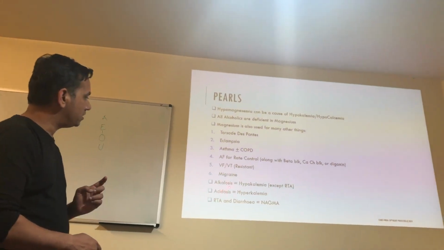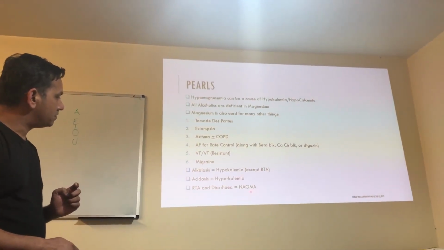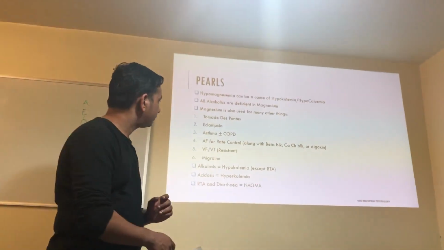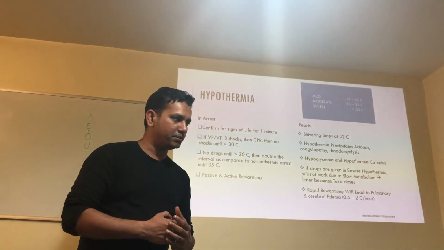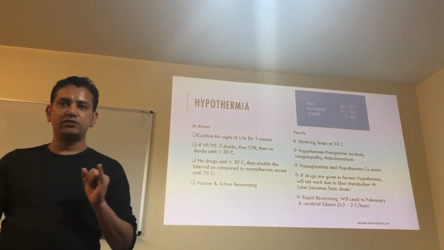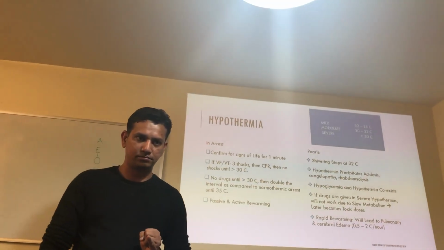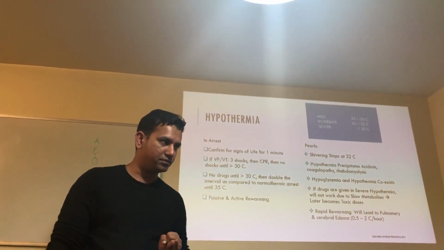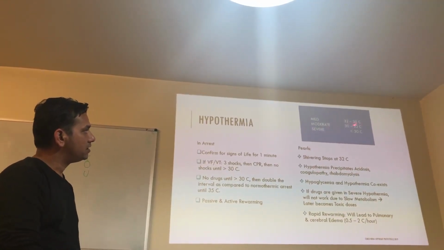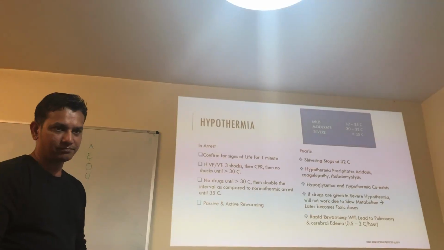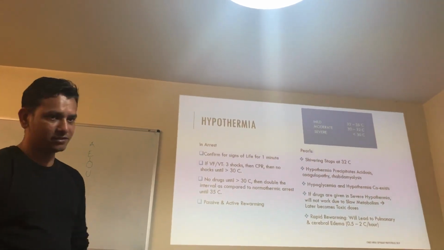One thing here to learn, this is very important. Hypothermia. Yesterday we talked about hypothermia a bit. You need to confirm signs of life in a cardiac arrest situation for 1 minute, especially if it is severe hypothermia. Hypothermia is classified as mild, moderate, severe. Mild is 32 to 35. Moderate is 30 to 32. Severe is less than 30.